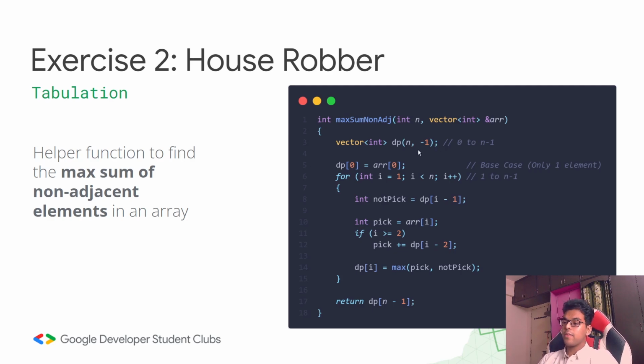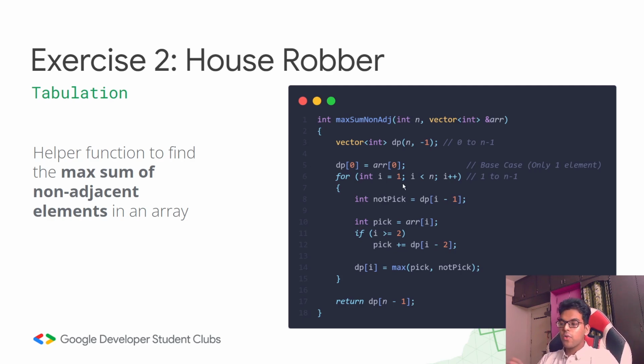We initialize a DP array for all the indexes 0 to n minus 1, initially with -1. We highlight the base case, that is there's only one house, the 0th index house, with that house's value itself, because if there's only one house, we can rob only that house. So initialize dp[0] with arr[0], the money that is stored in the 0th house. Then we fill the dp array from the 1st house to the n minus 1th house over here. Now at each house we have two options, pick and not pick.